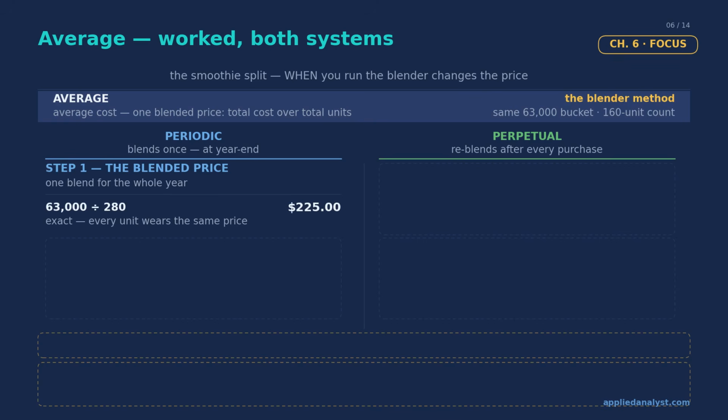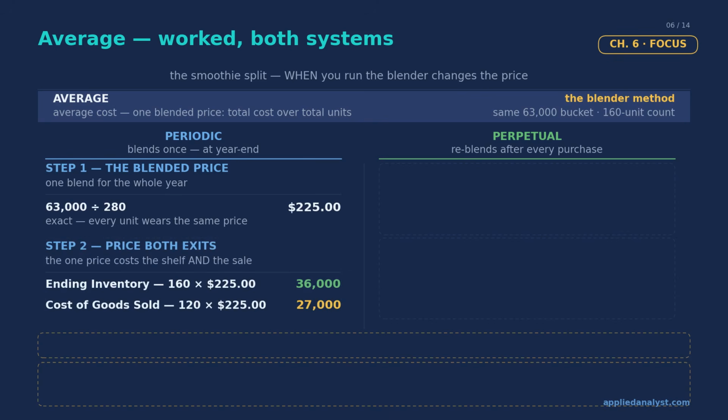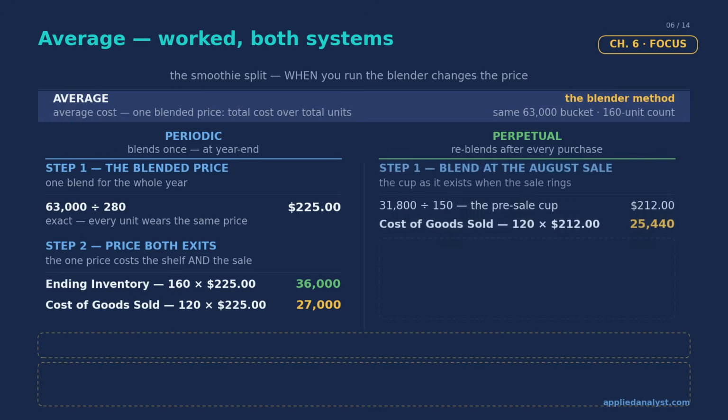Step 2, that one price costs both sides of the split. 160 units still on the shelf. 36,000 of ending inventory. 120 sold, 27,000 of cost of goods sold. Together, they rebuild the bucket. Perpetual blends at the sale instead.